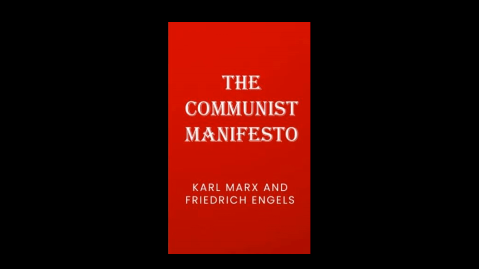Part 4. Position of the Communists in relation to the various existing opposition parties. The fourth part of the Communist Manifesto discusses the relationship between the Communist Party and other political parties. Marx and Engels argue that the Communist Party is fundamentally different from other political parties because it is based on the interests of the proletariat and not on the interests of the bourgeoisie.